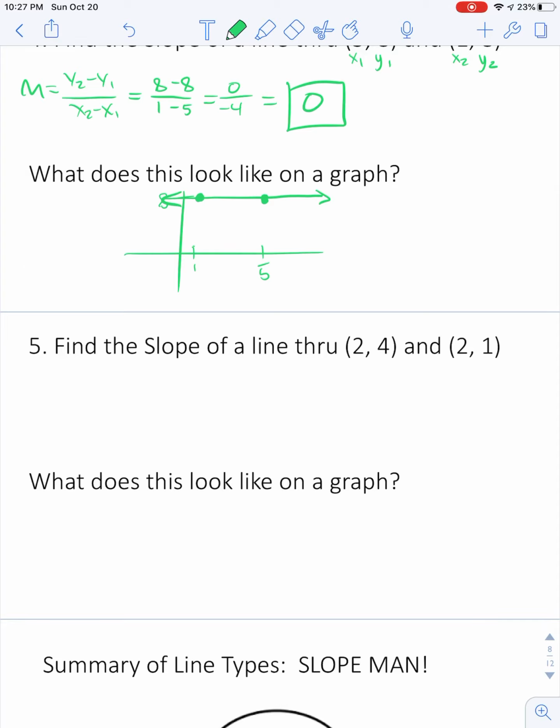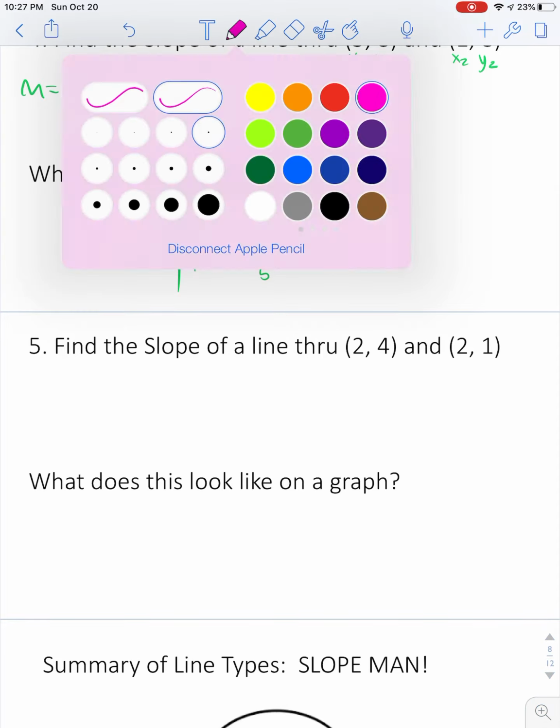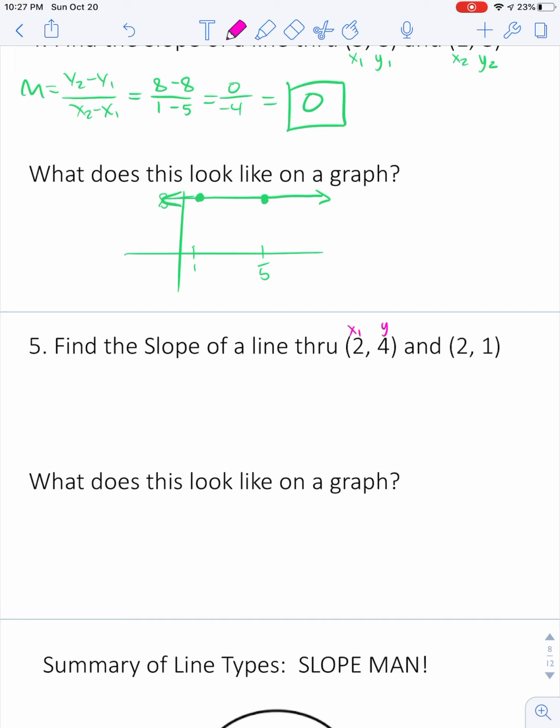In number 5, we're going to notice something really similar. Here's my x1, y1. Here's my x2, y2. And I'm going to use my slope formula, m equals y2, which is going to be 1 in a second. I'm just going to write the formula out. So y2 is 1 minus y1 is 4 over x2 is 2 minus x1 is 2. And I get -3 over 0. And when you try entering that in your calculator, you end up getting an error.